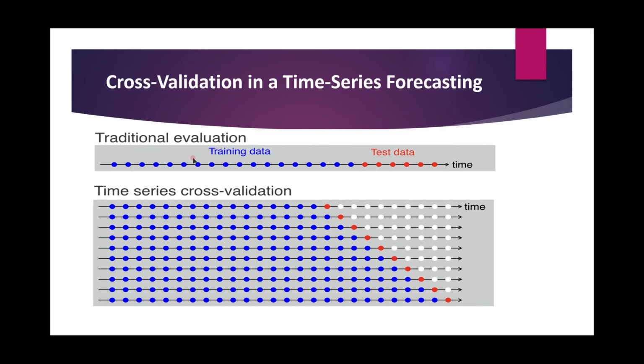Here you can see I have taken one image. This is the traditional evaluation method. In this method we were considering 70% as training data and 30% as test data, right? And this is the time series cross validation data. Here you can see there are multiple iterations available. You need to apply multiple iterations as per your data size.